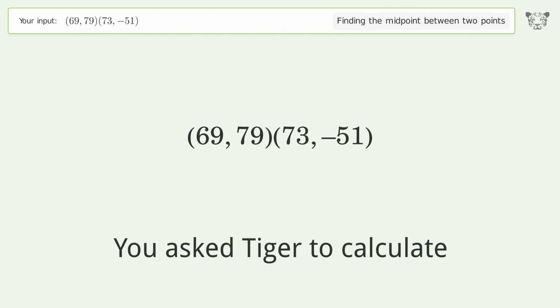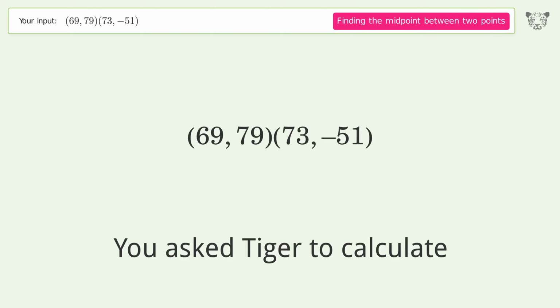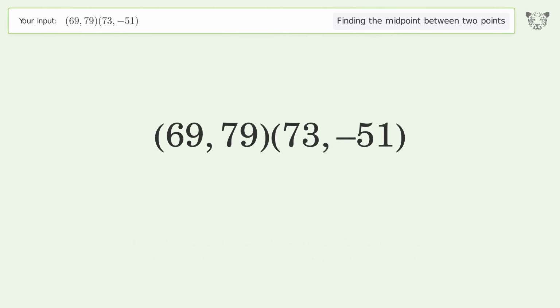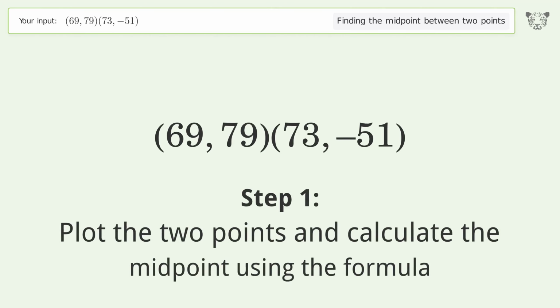You ask Tiger to calculate. This deals with finding the midpoint between 2 points. The midpoint between the 2 points is 71,14. Let's solve it step by step. Plot the 2 points and calculate the midpoint using the formula.